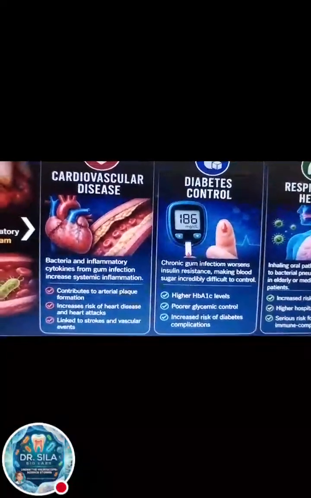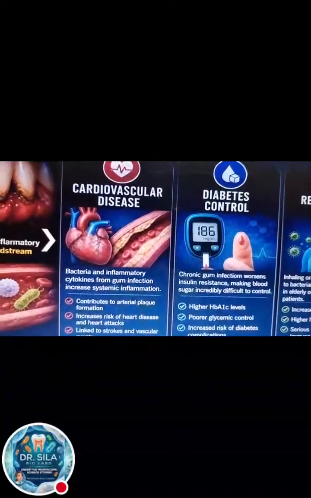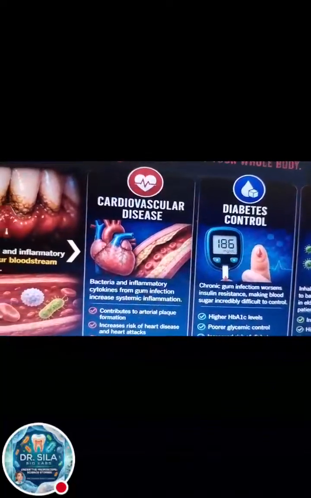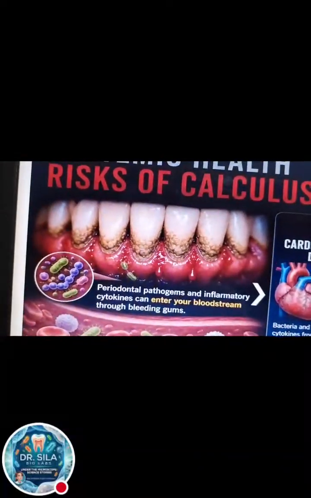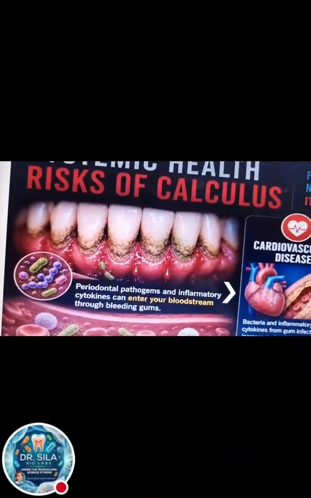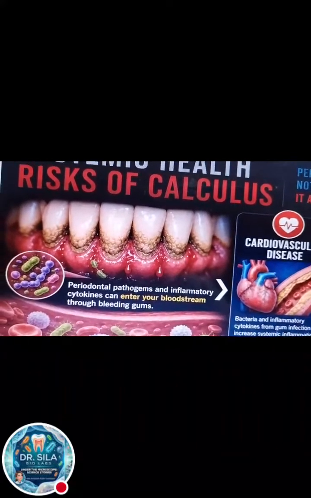Regular scaling and periodontal care protects more than just your smile. It protects your health. Don't ignore your gums. Treat periodontal disease. Protect your teeth.